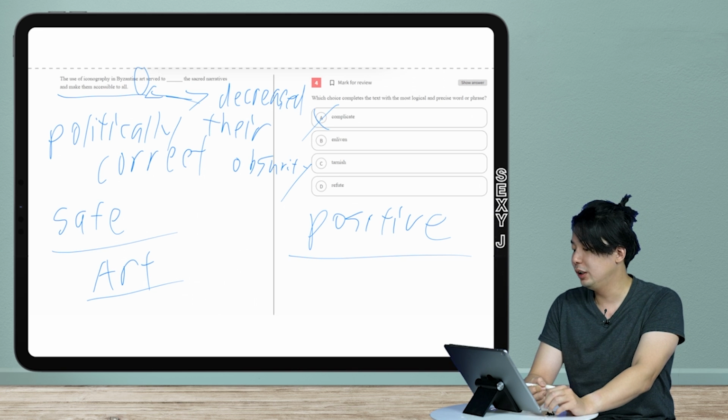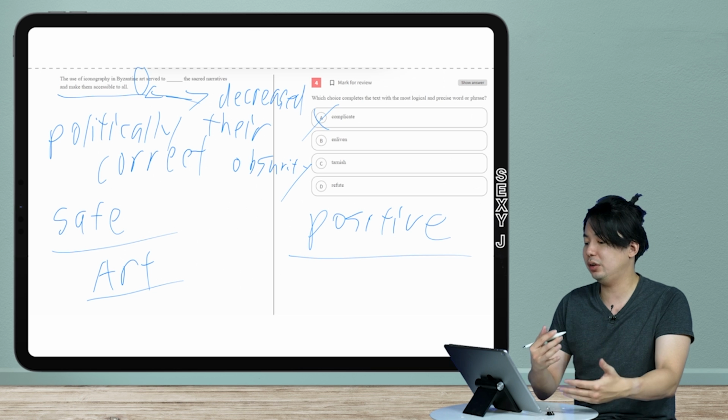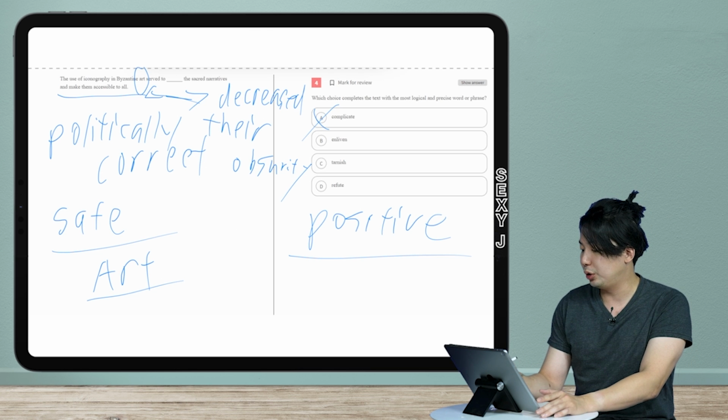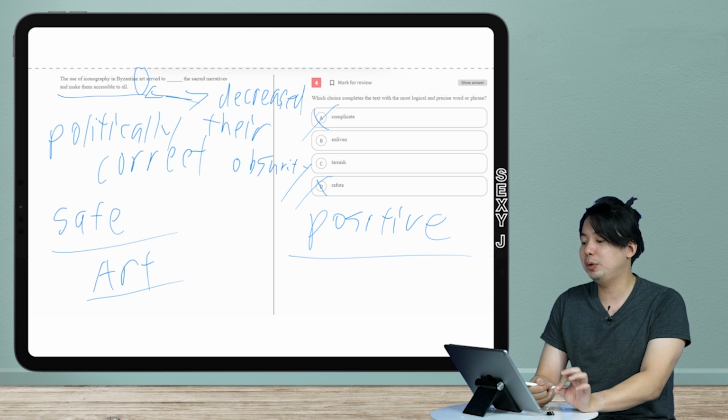So from that, I can eliminate complicate. That's a negative verb, right? And refute, you may say, well, that's definitely not a positive word. So those are out. And now, then we will be between B and C.